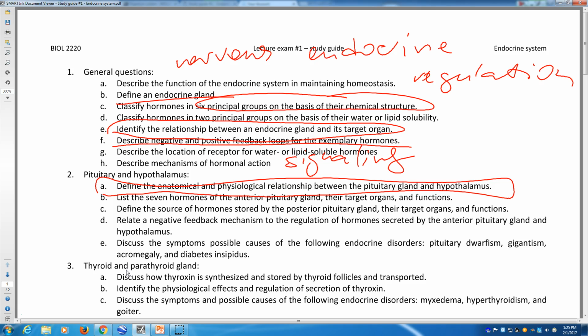So you have to understand the difference in delivery: the portal system for the anterior pituitary, and the hypothalamo-hypophyseal tract for the posterior pituitary. Okay, two hormones of the posterior pituitary, ADH and oxytocin. Understand the regulation of both also. Oxytocin is positive feedback, right? Pretty much the only one.